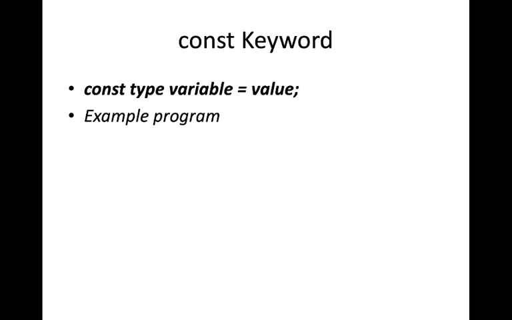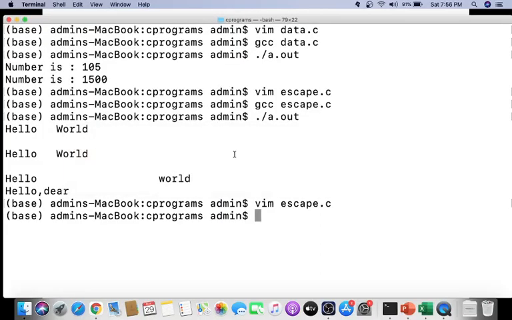So this is the syntax for the const keyword. So const type variable equal to value. This is a general syntax. Const is a keyword used. Then the type should be there, whether it is int or float or double. And we should give a variable name. All those variable naming conventions should be used. And we will be assigning some value. And this value will not be changed. So we will see an example program.